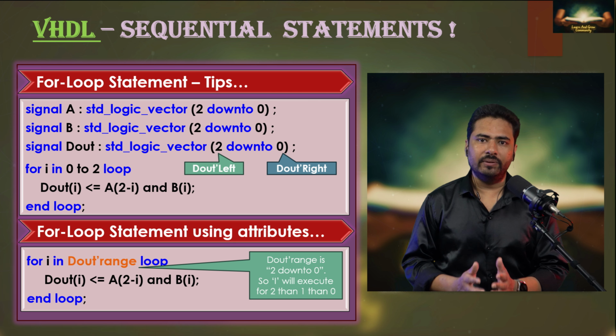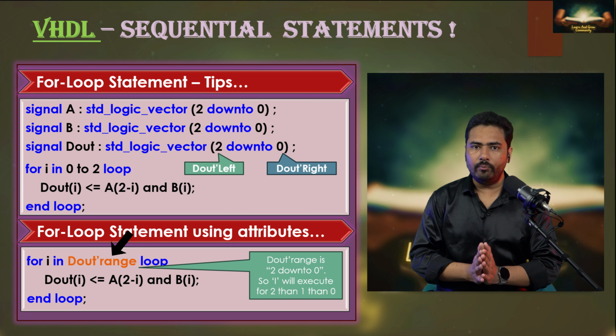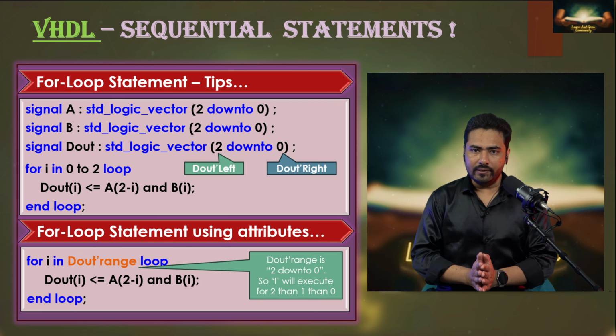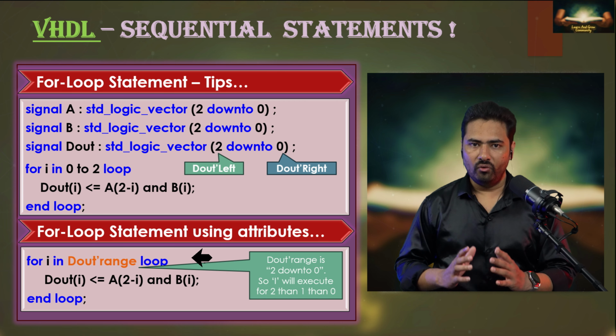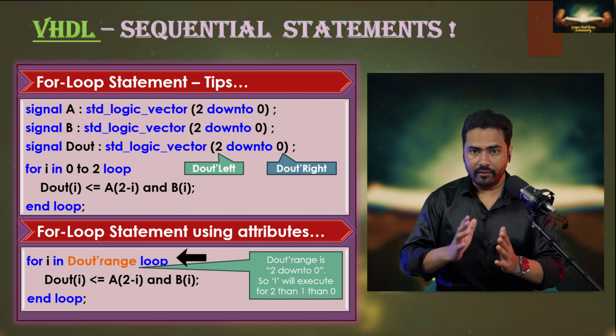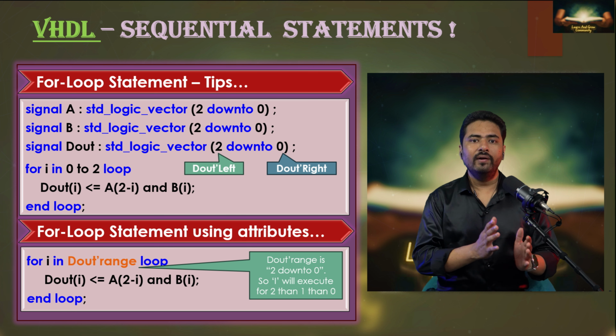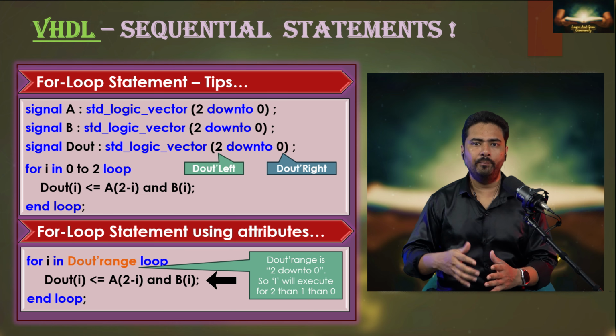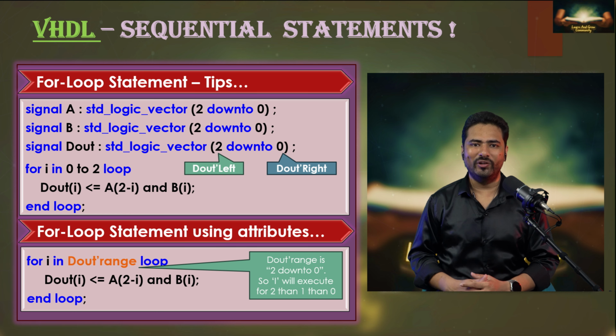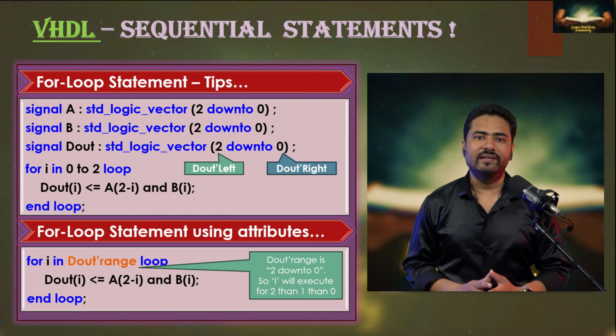In another example, I have used the range attribute of Dout, which returns 2 downto 0. So I have written for I in Dout'range loop, Dout(I) gets the value of A(2 - I) and B(I); end loop. Now let's understand this.